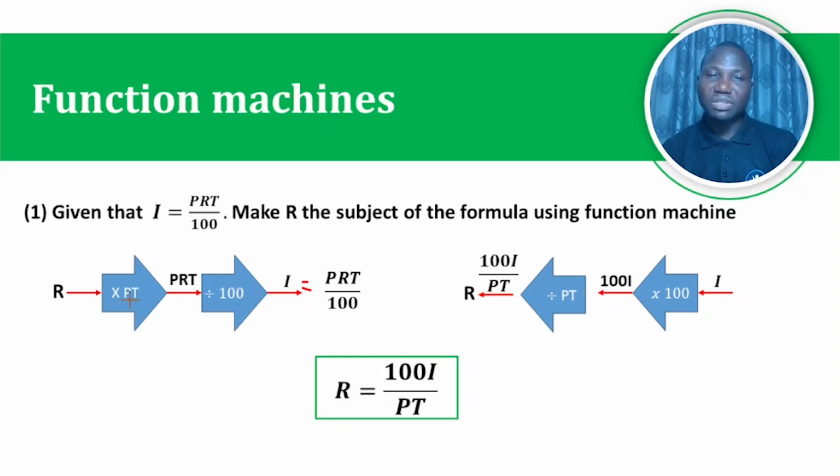Now the second machine here multiplied by PT. Therefore, this machine will do the inverse of multiplication, which is division. So this machine will divide by PT. So 100I divided by PT, and that will be our output, which is our new subject. Therefore, R as a subject will be equal to 100I over PT.